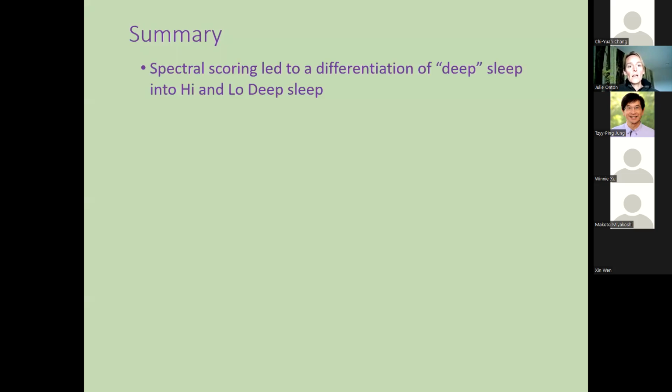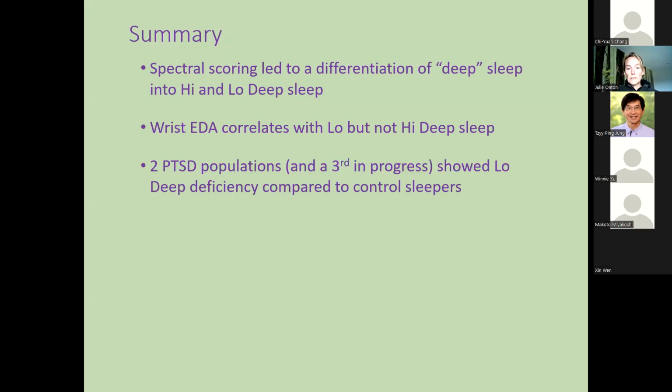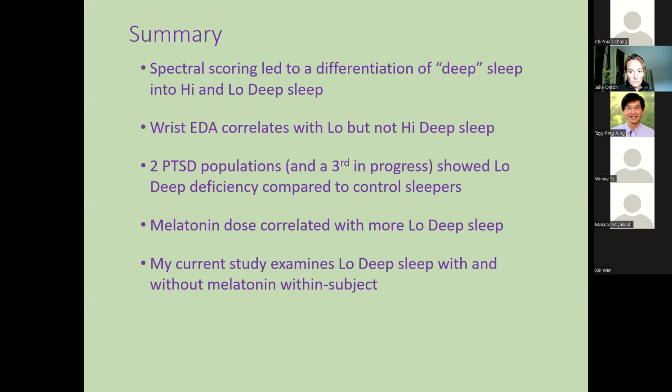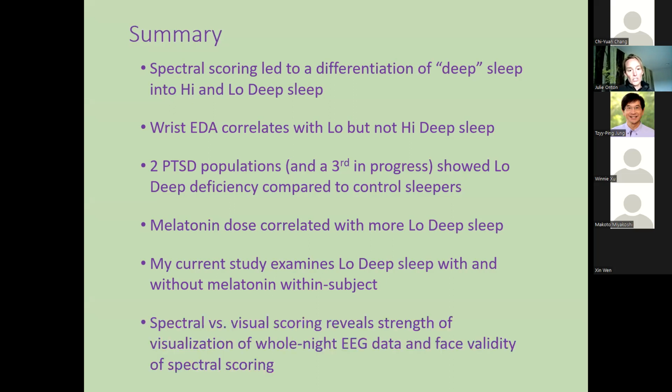All right, so in summary, spectral scoring led me to differentiate deep sleep into high and low deep sleep. The risk DDA correlates with low but not high deep sleep. In 2 PTSD populations and in this third one, it's turning out to be true that they are showing a low deep deficiency compared to control sleepers. The melatonin dose correlated with more low deep sleep, so I'm testing whether taking it from 1 week to the next will actually change their sleep architecture.